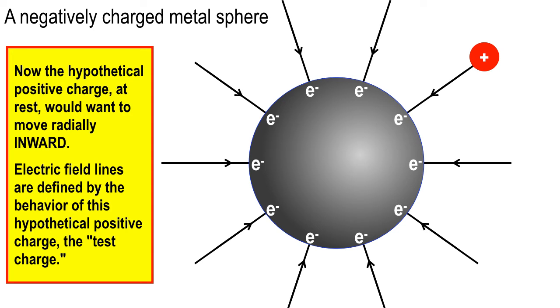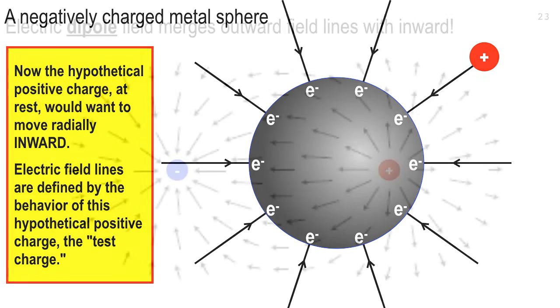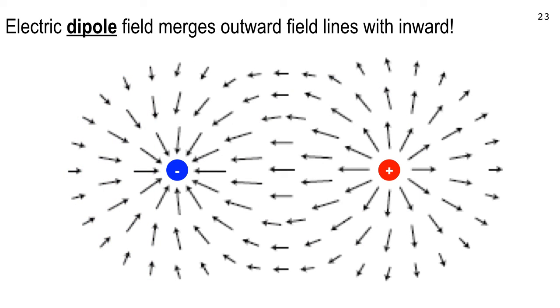However, an atom of hydrogen is an electron and a proton bound together. So how does that look? Well, this is what it looks like. It's called an electric dipole: a positive and a negative fairly close together. Now these arrows represent forces, but the field lines basically follow those same directions.